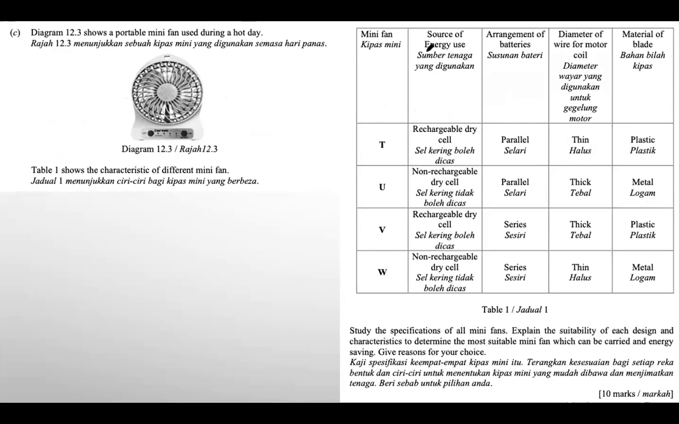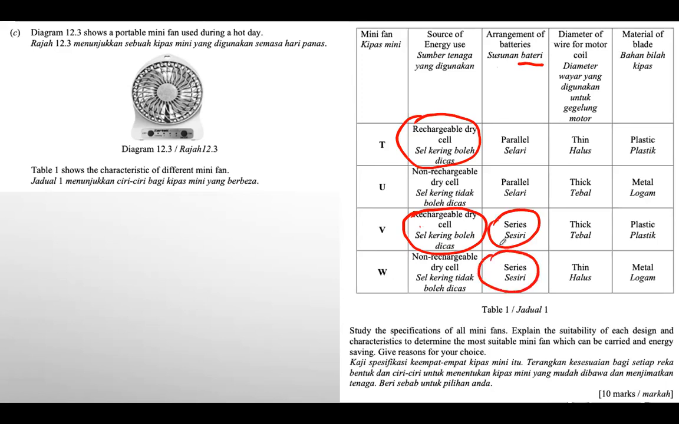So, source of energy, rechargeable or non-rechargeable? Of course, the logical choice will be rechargeable dry cell. Arrangement of batteries, guys, this is very logical. The arrangement of batteries and the arrangement of light bulbs are different. We want the arrangement of batteries to be series.